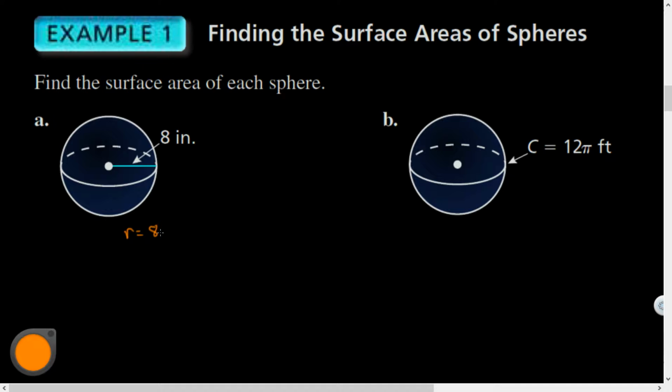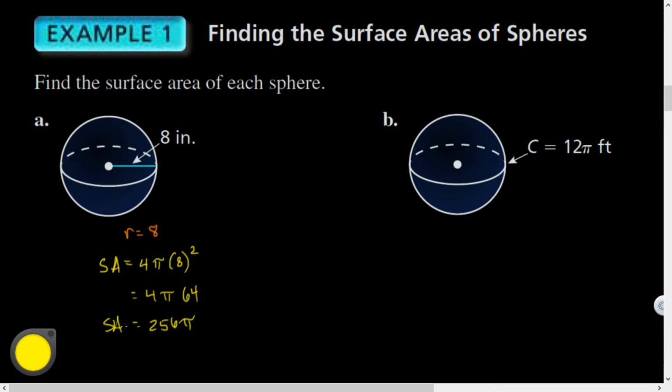So if the radius is 8 and the surface area is 4 pi r squared, then 4 pi times 8 squared. 8 squared is 64. 4 times 64, is that 256?